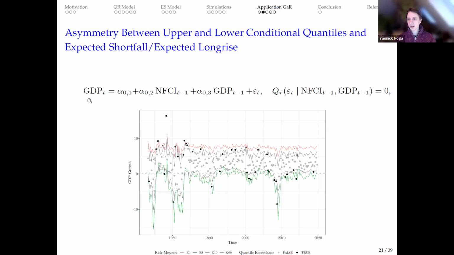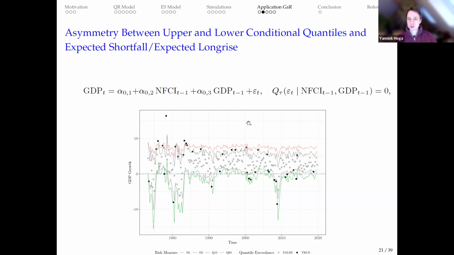And it turns out that the answer to this question depends a lot on what quantile level you look at. In the upper quantiles, so for positive GDP growth, you see that the conditional quantiles of large GDP gains actually don't vary a lot with financial conditions or economic conditions. The upper quantiles here are pretty much flat. So there's little variation in conditional quantiles, as in an IID series, essentially.